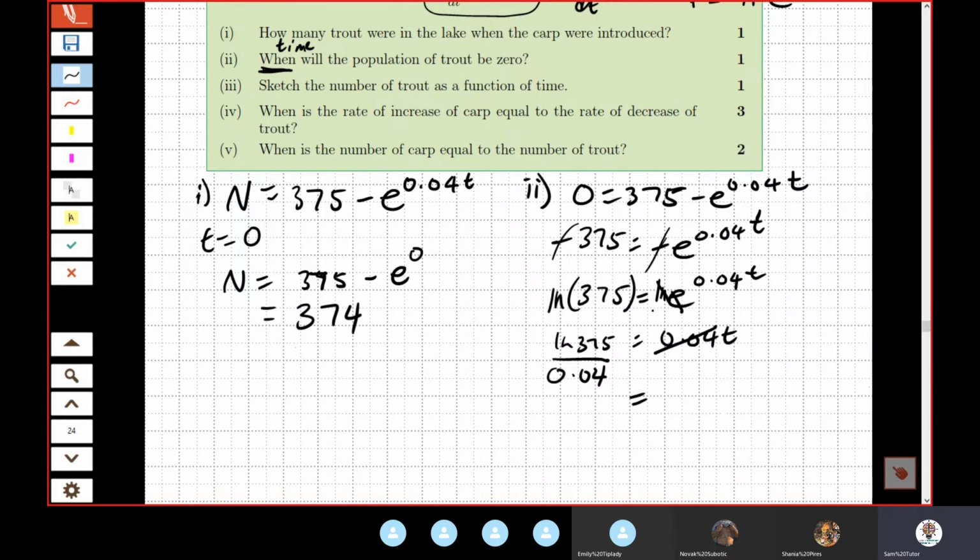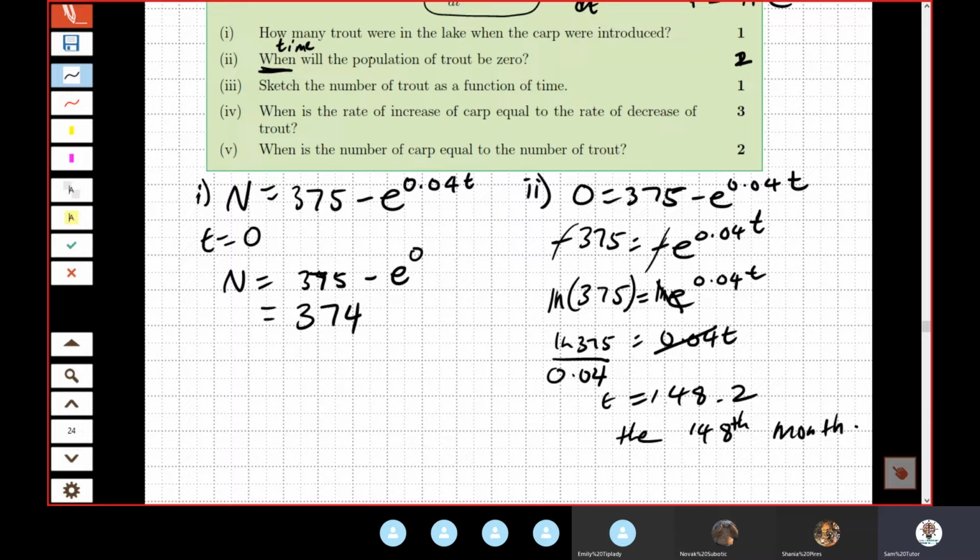So when t equals 148.2, so the 148th month. Now, because it's worth 1 mark, if you just wrote 148.2, you'll get full marks for that. In this case, if it was 2 marks, you wouldn't get 2 marks. If you just wrote t equals 148.2, you'd only get 1 mark because you didn't actually answer the question.